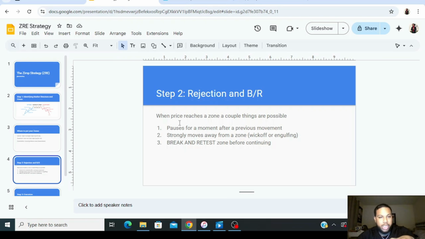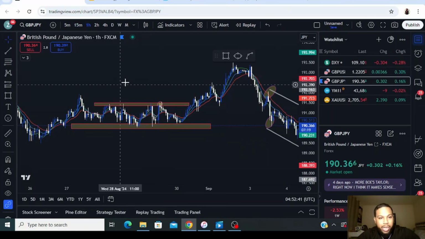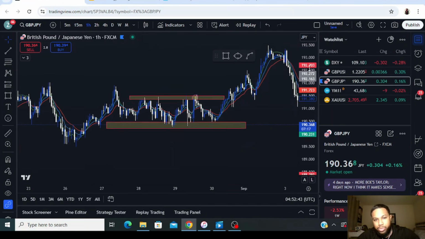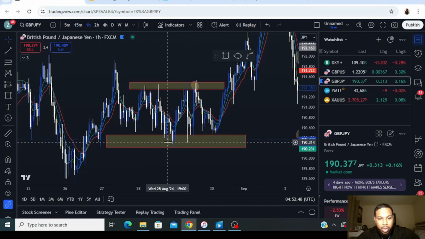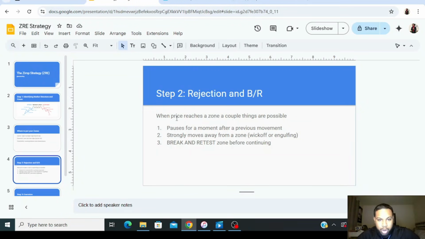So rejection is pretty much any movement price shows you that shows it does not want to go near or inside of a zone, right? And if we go back to this, you can see strong rejection around here. Why? Because you have a bunch of wicks, right? If we go back to the strategy, step number 2 right here says strongly moves away from zone, wick off, or engulfing. That's an example of rejection.